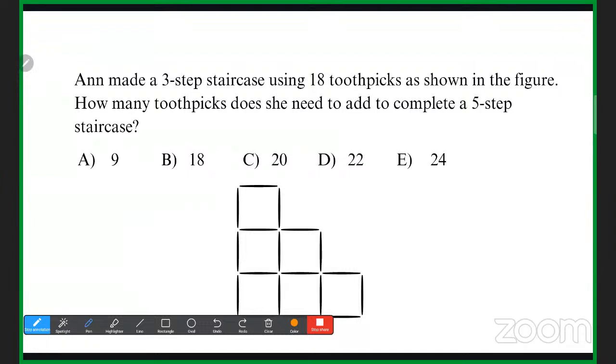I will give you some minutes. So 30 seconds only, sorry.